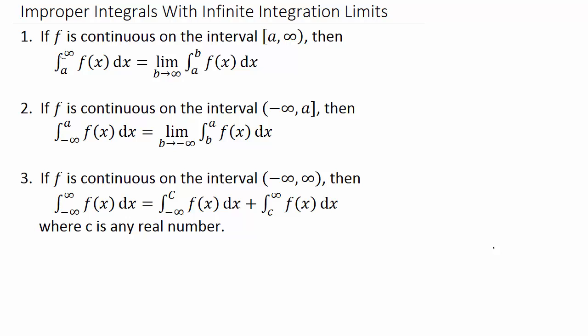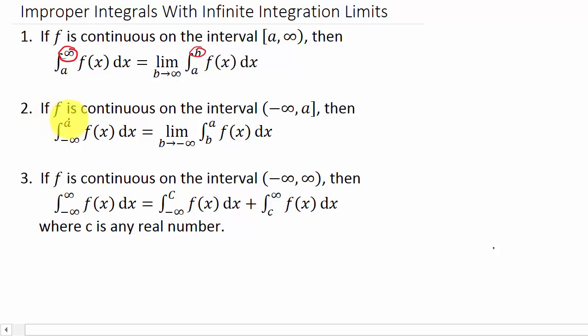Alright, so this is going to be my fifth example on improper integrals. So here we have improper integrals with infinite integration limits. If I have the integral a to infinity of f of x dx, then I can write that as the limit as b goes to infinity of the integral a to b f of x dx. So what I'm doing is I'm taking this infinity, I'm replacing it with b, and then I'm taking the limit as b goes to infinity.